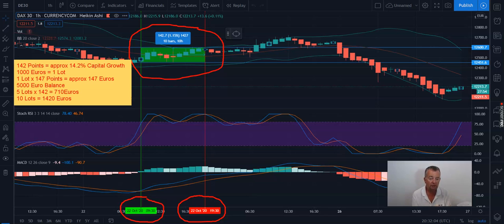Now this, of course, is a trade that we placed on the DAX. The DAX is the German index representing the 30 largest companies in Germany by market capitalization. But we also trade the Dow. And I believe that anybody who wants to trade these markets will do themselves a favor if you specialize and you decide what you want to trade.